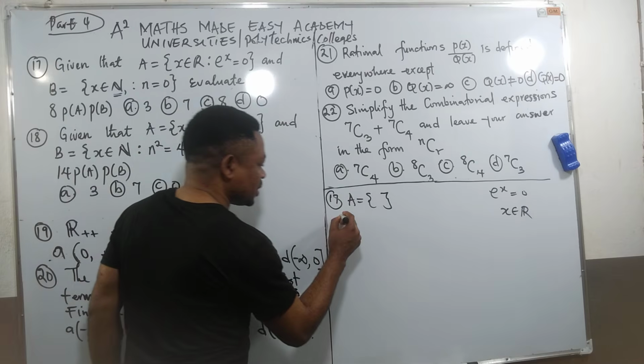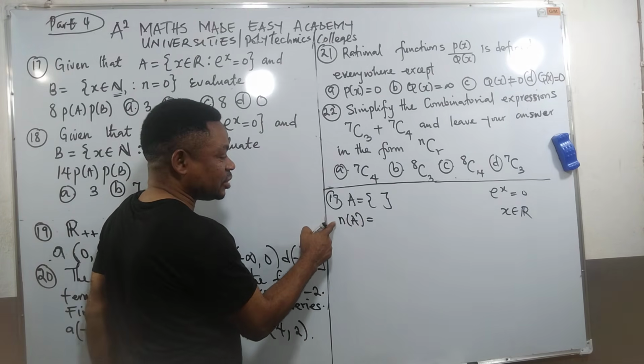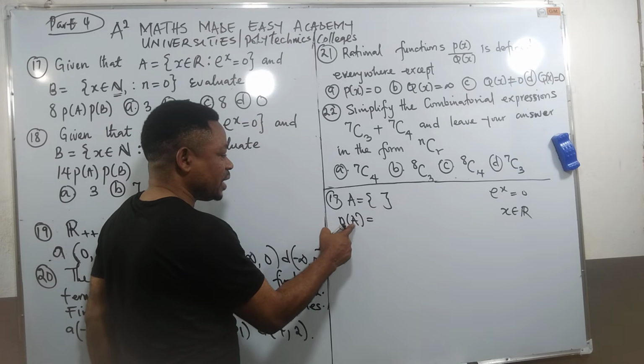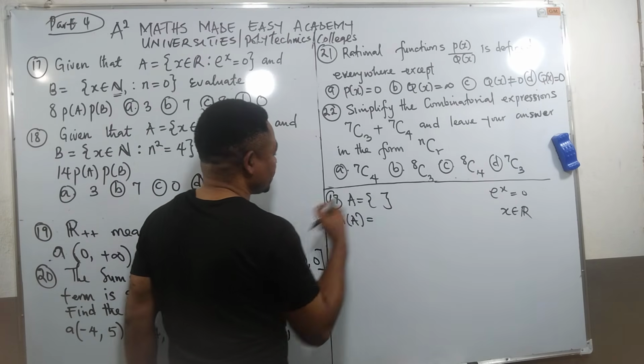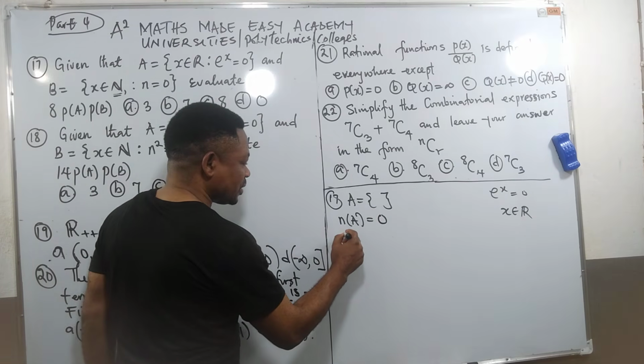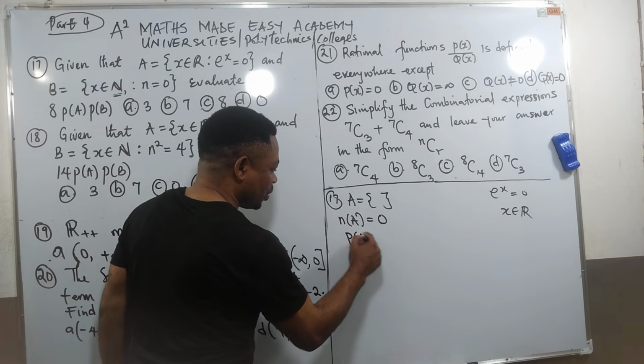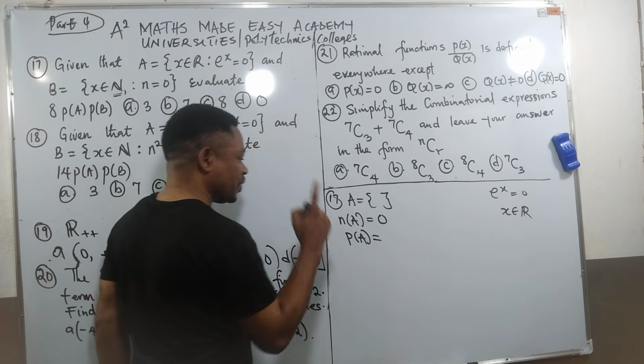Now if it is an empty set, can we define the cardinality? What do you mean by the cardinality? The number of items contained in set A. If you observe here, nothing is inside, so the cardinality is 0. Then next is to consider the power set. The power set of A, watch.